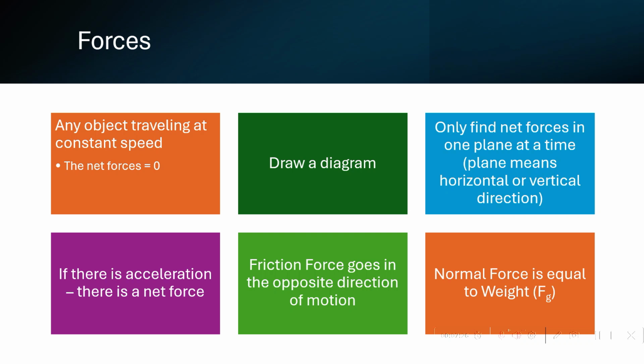If there is acceleration, there is a net force. So you have to have a net force to have acceleration. That's the opposite of traveling at a constant speed. Constant speed, constant velocity are the same thing, and net force is equal to 0. If there is acceleration, there is a net force. Friction force is anything that goes in the opposite direction of motion. And the normal force is equal to weight, and the weight is the F of G. And they go in opposite directions.